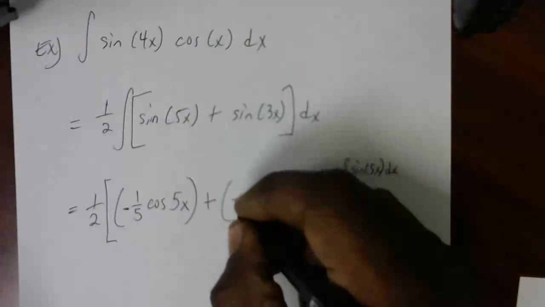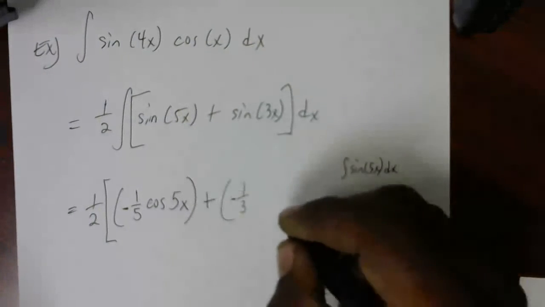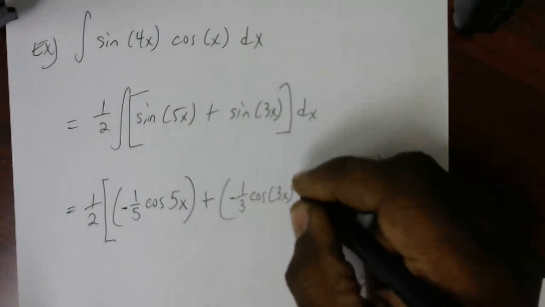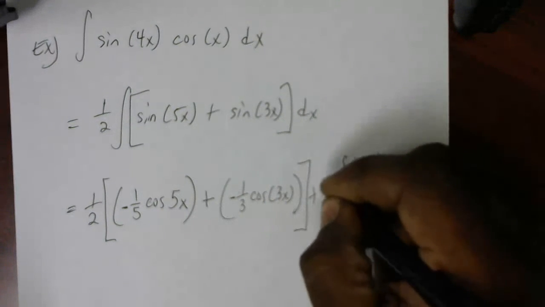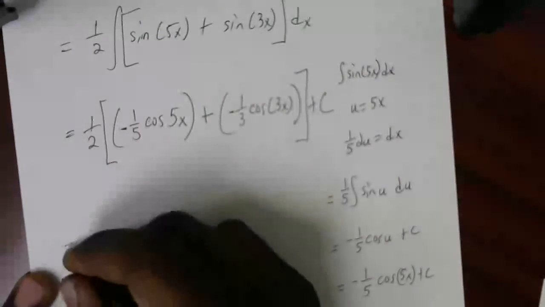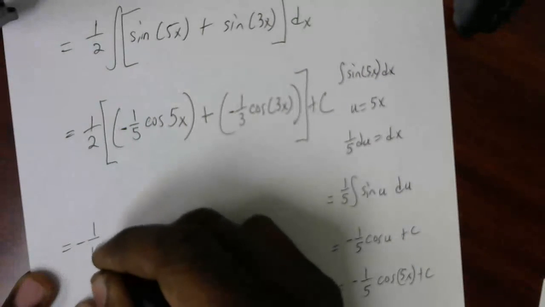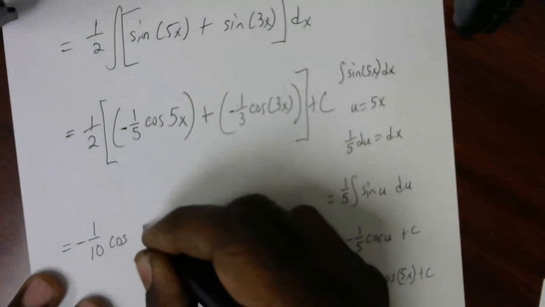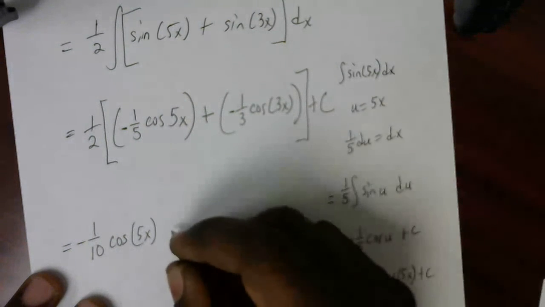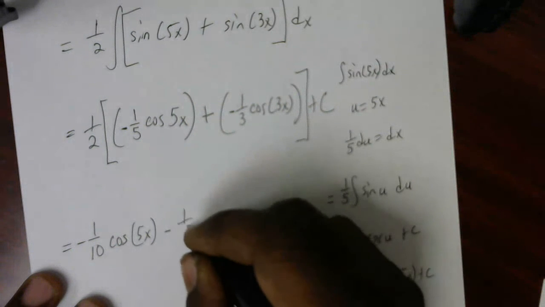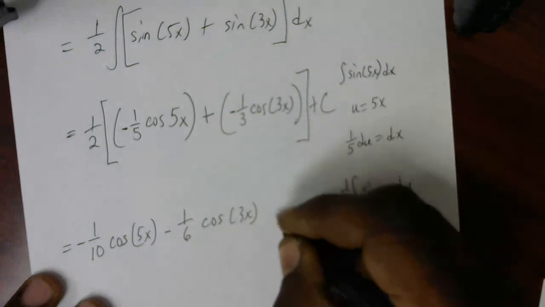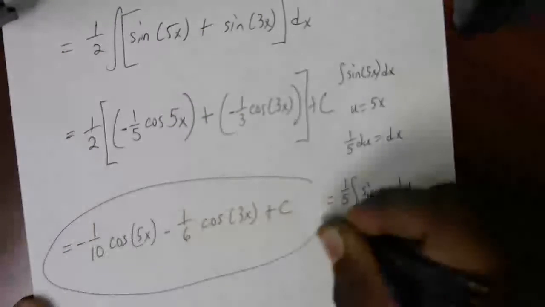So I'm going to write that in as negative 1/3 cosine of 3x plus my arbitrary constant. I'm going to distribute my 1/2, so I have negative 1/10 cosine 5x minus 1/6 cosine 3x plus the arbitrary constant.